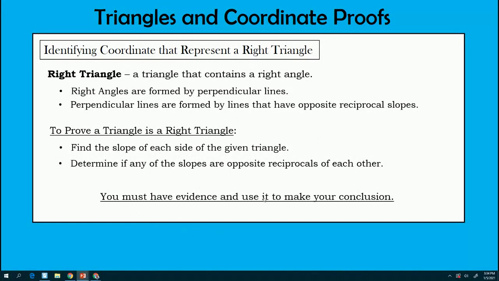You have to have evidence and use it to make your conclusion. You just can't look at it and say, hey, that's a right triangle or it's not. That's not the objective. The objective is to prove it, hence the proofs in the title.